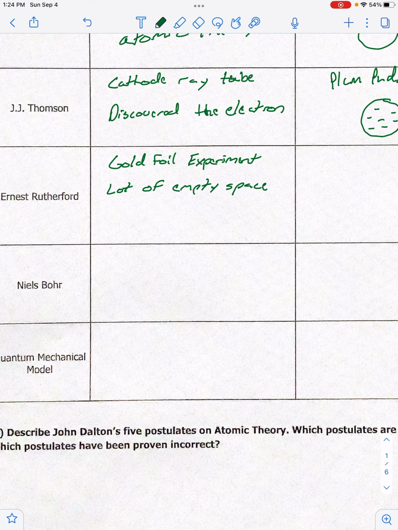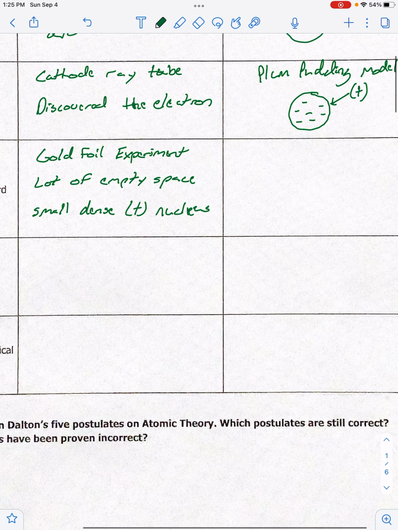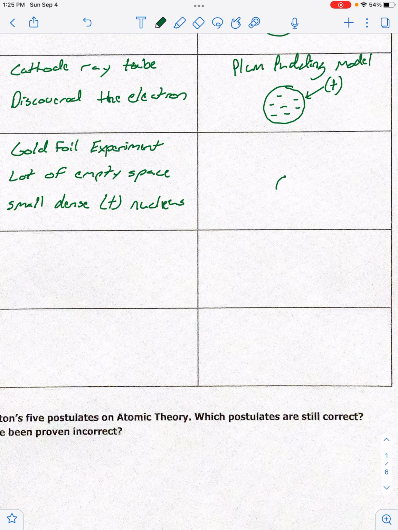So now he's condensed it: there's a lot of empty space, and now you have a small, dense, positive nucleus where the protons are located, and then electrons are just floating out randomly in all this empty space around the atom. So his model looked like this, where now you had a small little nucleus that was positive, which is where our protons are, and our electrons were just randomly floating out here in this space.